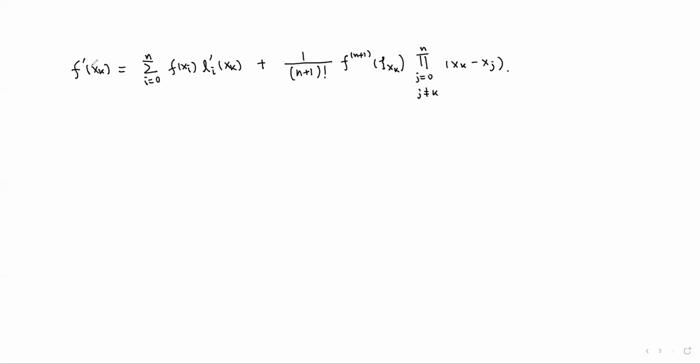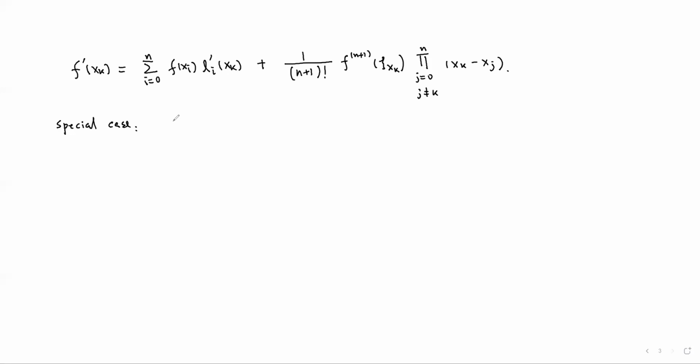There is one special case. In this formula, in this equation, the nodes may not be equally spaced. Now let me consider the case where the nodes are equally spaced. Suppose the spacing size is h.